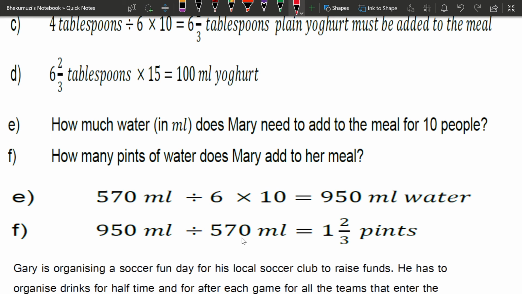And then how many pints of water does Mary add to her meal, right? And so again, you know that a pint is 570 milliliters, and you've already found that it's 950 milliliters for the 10 people. So now you divide it by 570 because you want to know how many pints she needs to add, and so it's 1 and 2/3 pints, right?